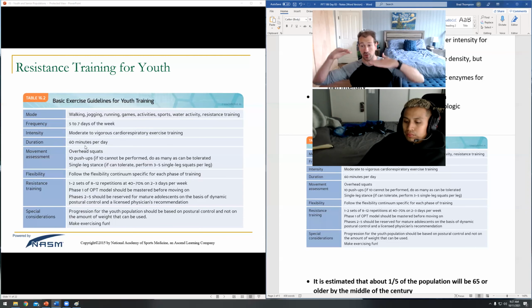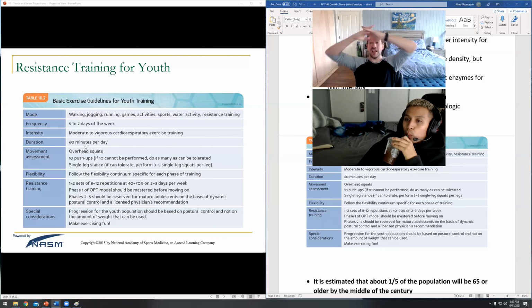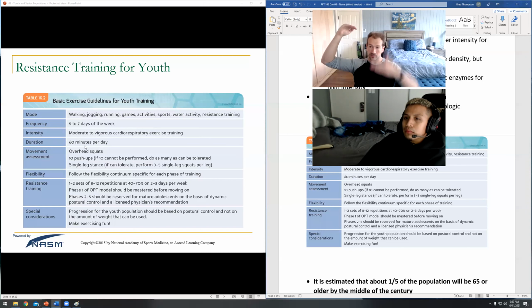We do know that there's an inverse relationship between intensity, duration, and frequency, right? As intensity goes up, duration and frequency go down. But with youths, it's all aerobic. So we're seeing all of it kind of just high, except for the intensity. Intensity is low. Our movement assessments are going to be most important for our youth clients.